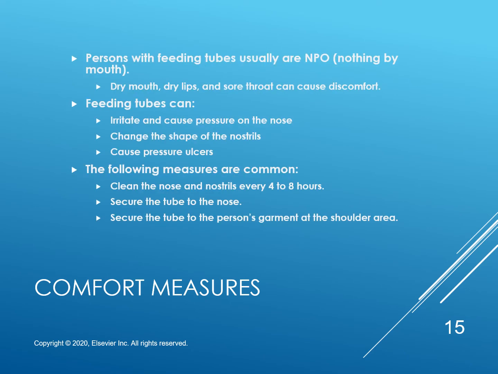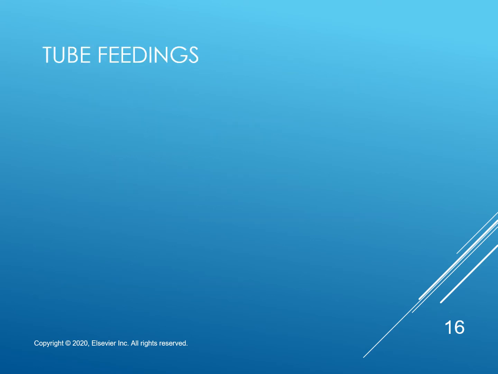Comfort measures. Persons with feeding tubes usually are NPO, nothing by mouth. They cannot take anything by mouth. Dry mouth, dry lips, and sore throats can also occur because of the discomfort of the tube feeding. Persons with tube feeding usually are not allowed to eat or drink, NPO.